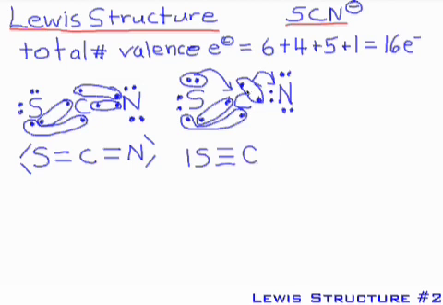And then this dative bond from carbon to nitrogen is a single bond, and all these lone pairs here, I'll circle those lone pairs in red, just so you can see them. Okay, so this lone pair, they haven't been shared with anything. They're still lone pairs. So this is what we've created.